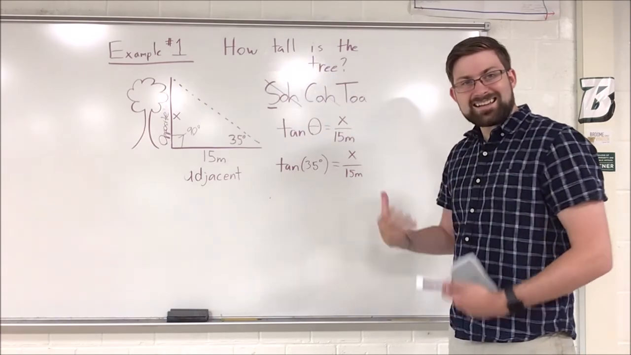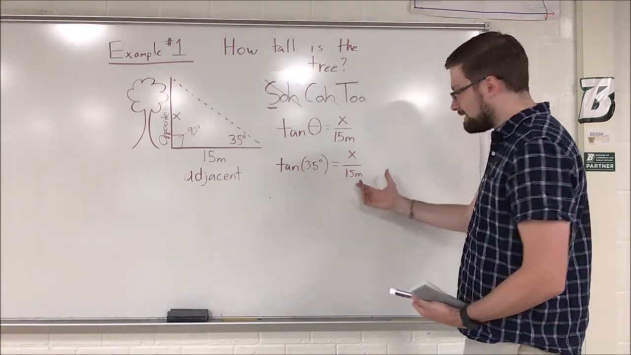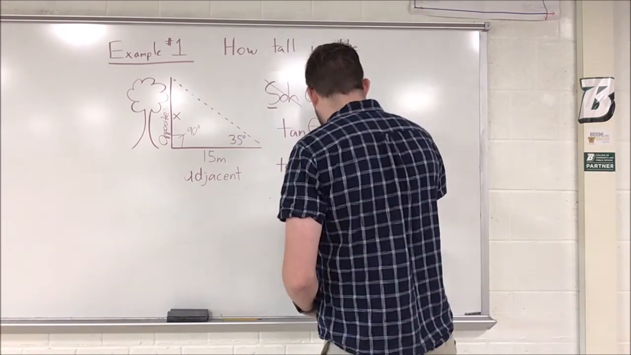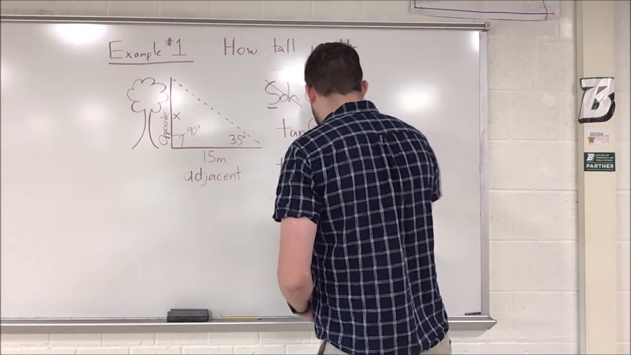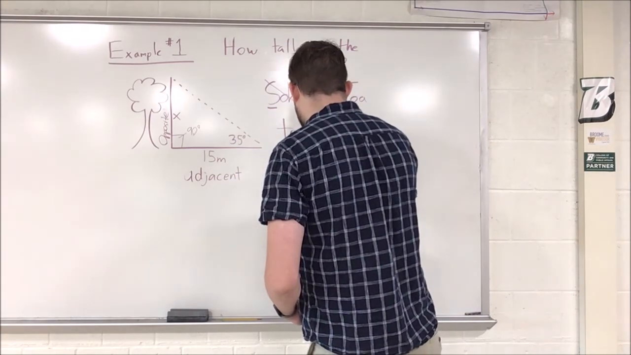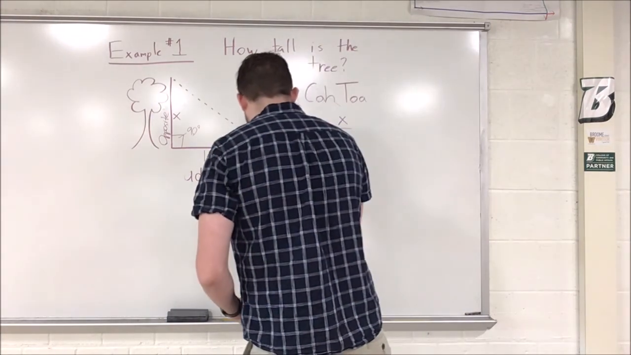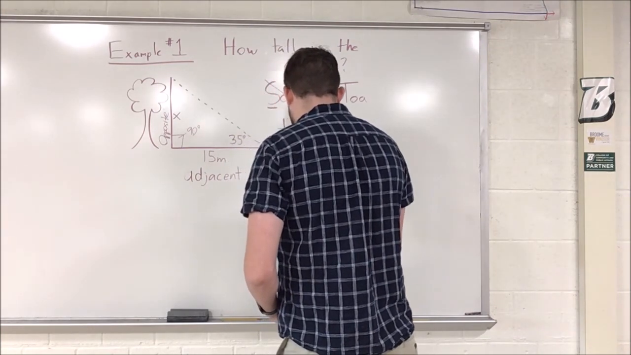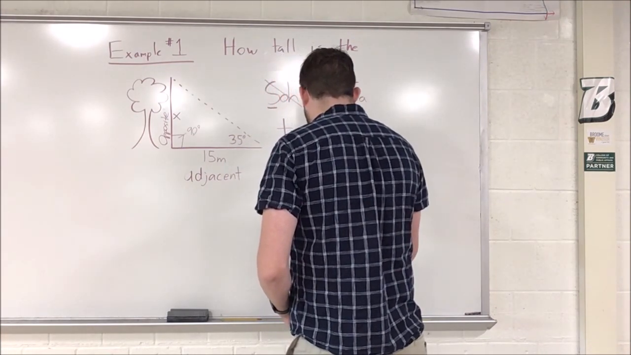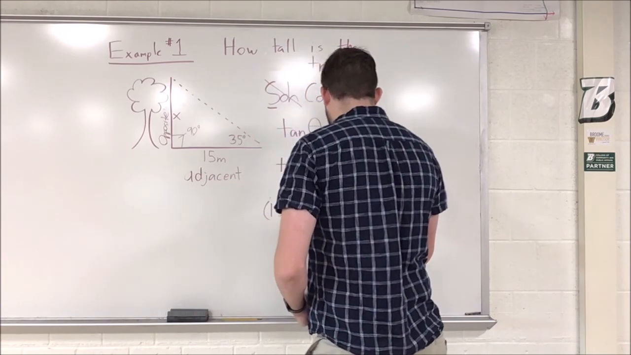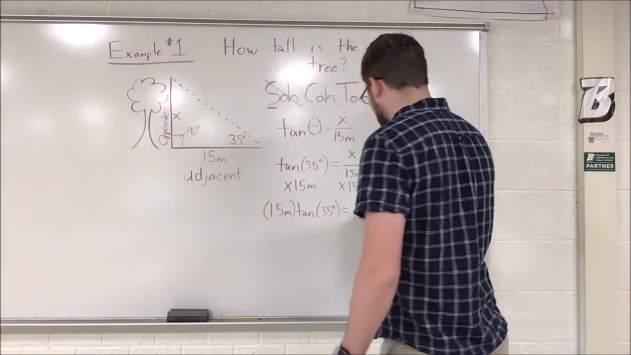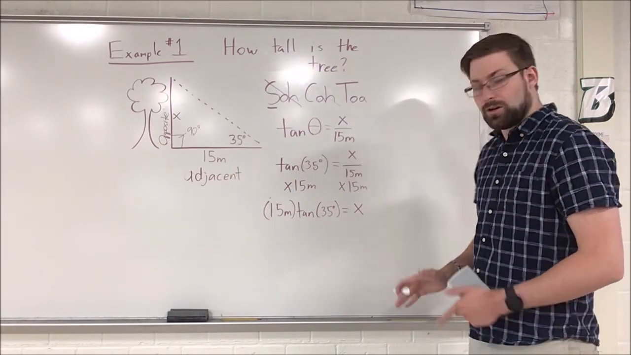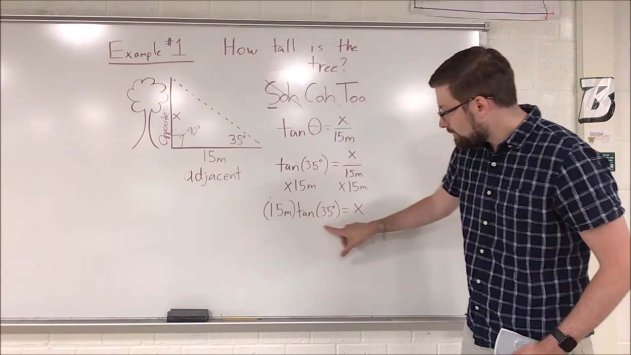Okay, which means I gotta solve for x. So I want to get rid of this 15 meters here on the bottom. And what I'm going to do is I'm going to multiply both sides by 15 meters. And so I get 15 meters times tangent of 35 degrees is going to give me x, which is the length or the height of my tree, okay? And so I need to figure out what this is.